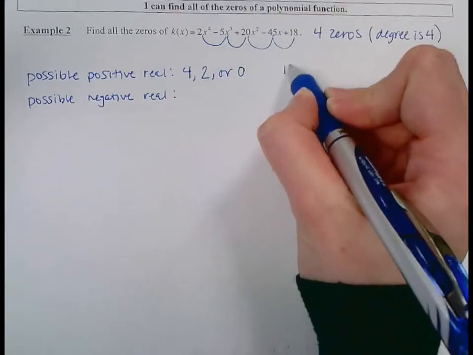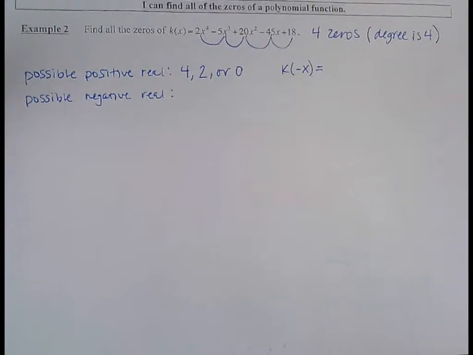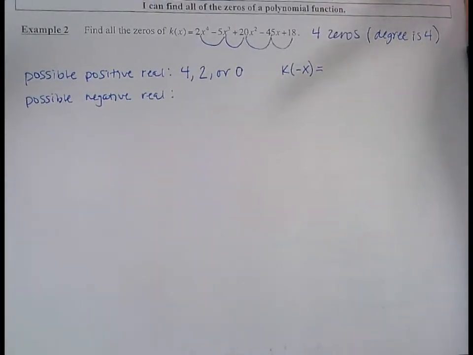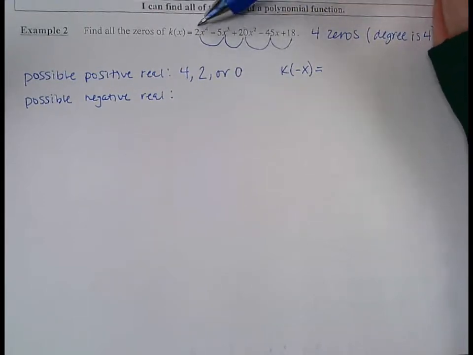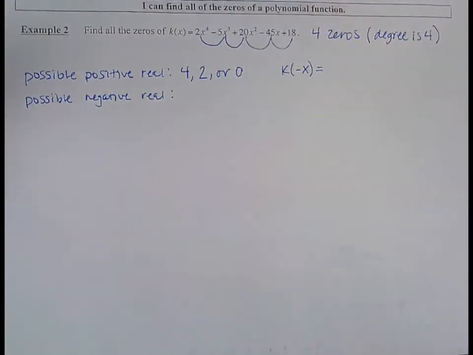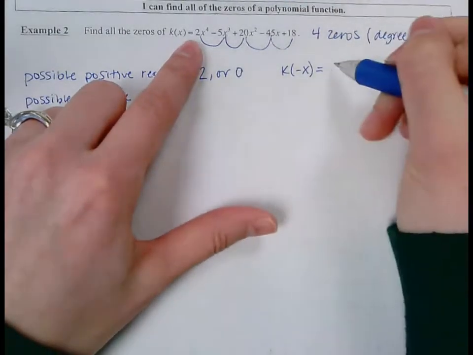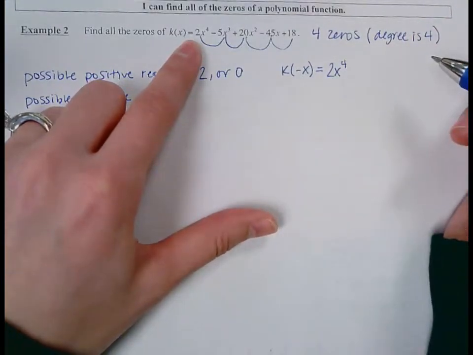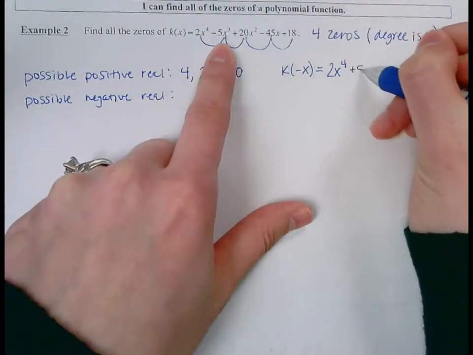To find that, we need to find k of negative x. So the function, if you substitute negative x in. And again, I explained this shortcut yesterday. Since when you raise a negative to an even power, it is a positive, any even powered term, the sign will stay the same in front. Any negative to an odd power is negative, so any odd power term will change sign. So positive 2x to the 4th will stay positive 2x to the 4th. Negative 5x cubed, since it's an odd power, will change to positive 5x cubed.